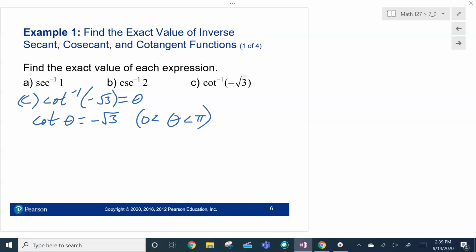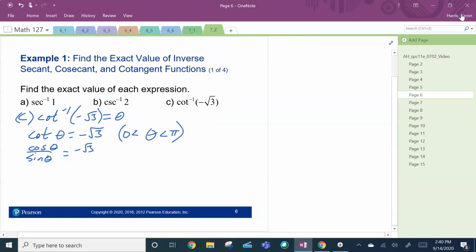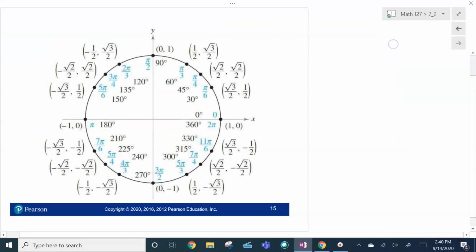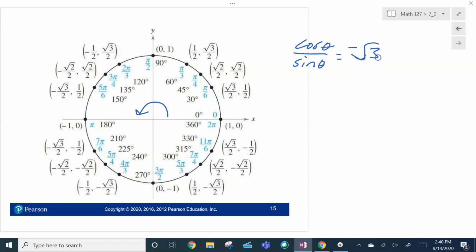So that means we're looking for a ratio, right? A cosine over a sine that gives me negative root 3. So I'm looking somewhere in here, where the cosine over the sine, the cotangent, is negative square root of 3. I say, well, is it this one? Is it 2 pi thirds?